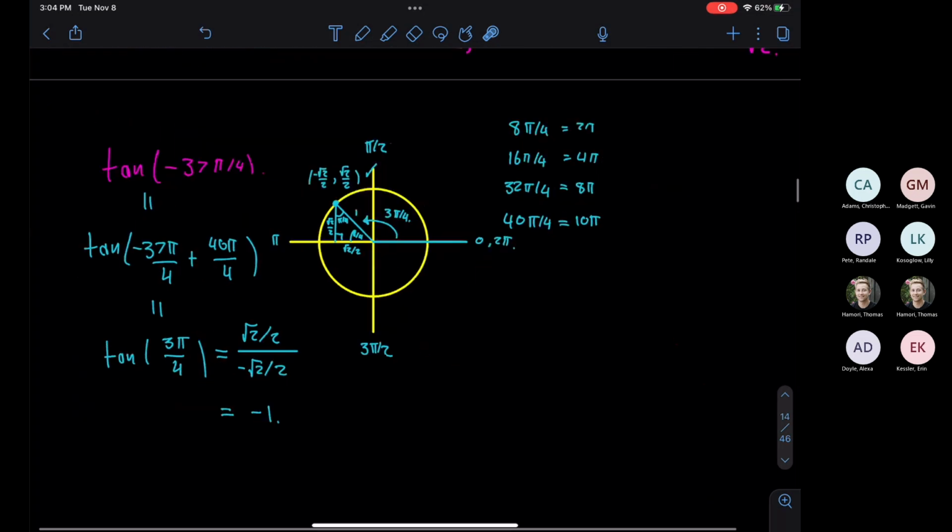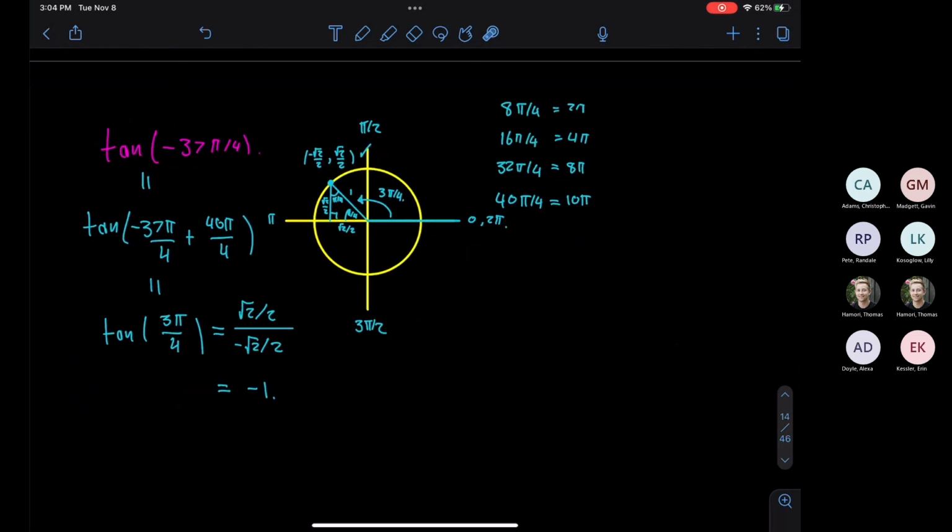Okay, so that should catch everyone else up who's watching the recording. Okay, so any questions on this example for the tangent problem?